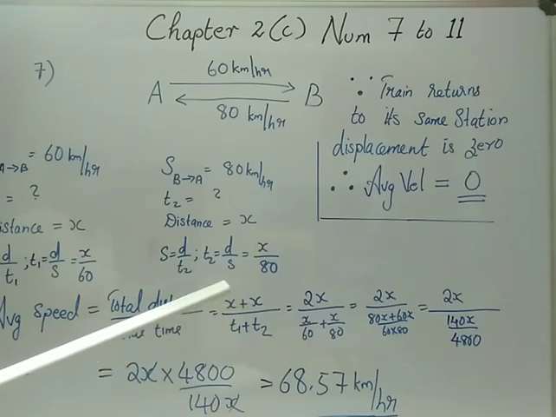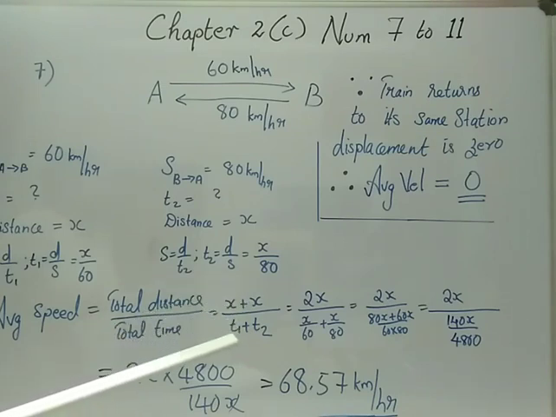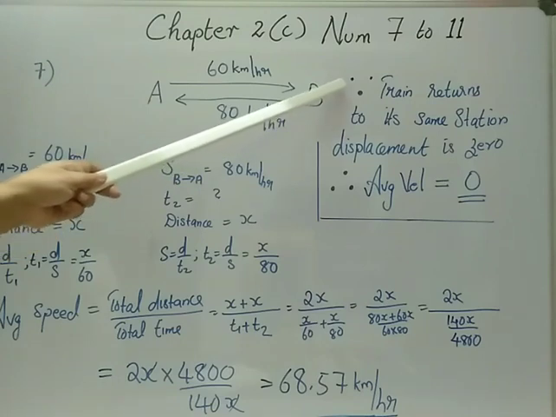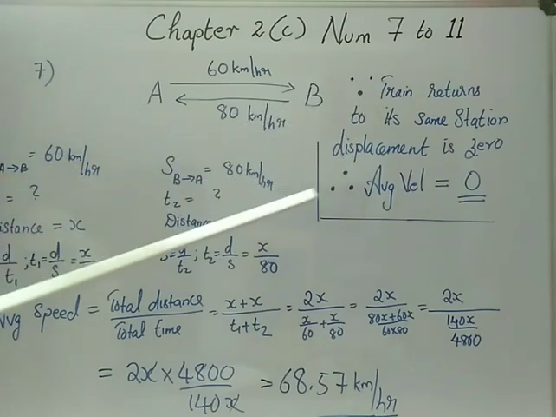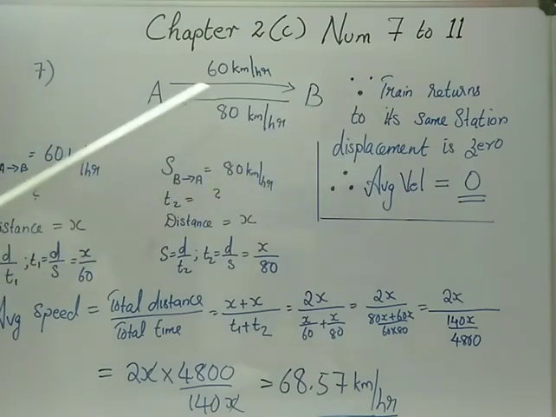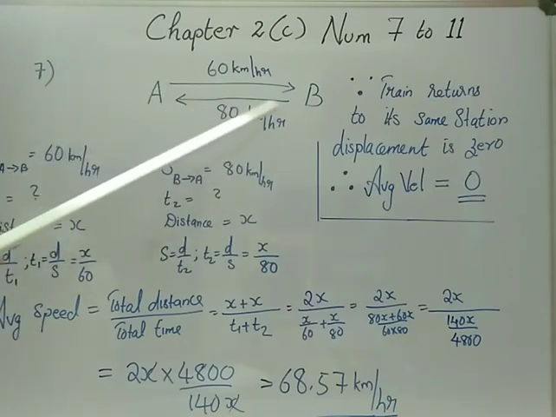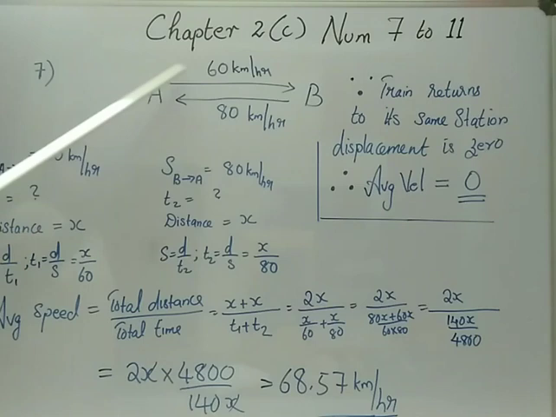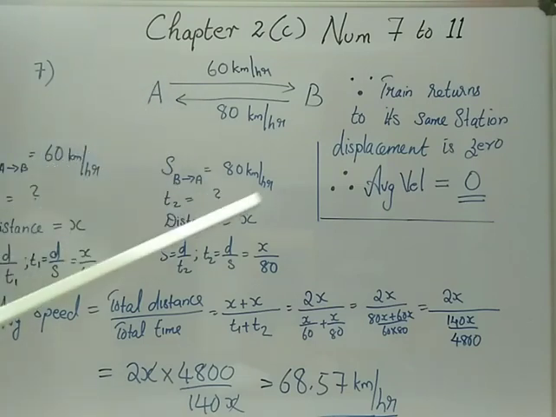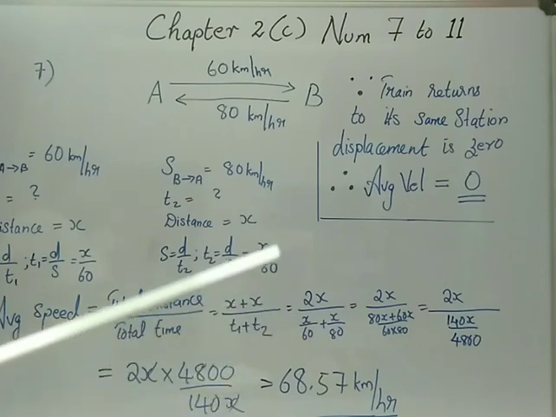You know that average velocity depends on the displacement. Since the train returned to its same station or its same position, displacement is 0. From A it goes to station B and returns back. So initially and finally it reaches the same station. So displacement is 0. So directly we can write that average velocity is 0.